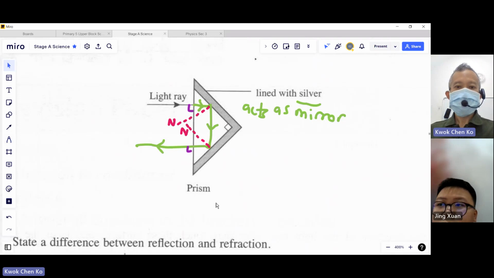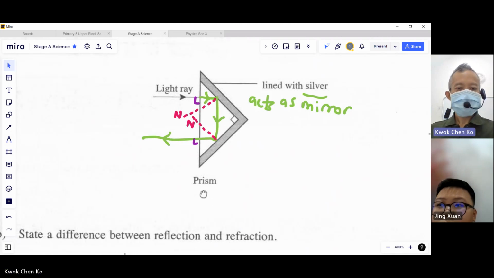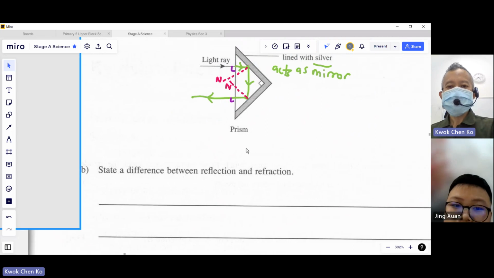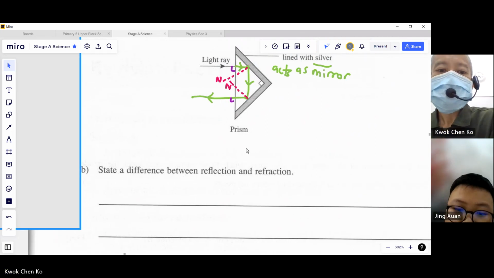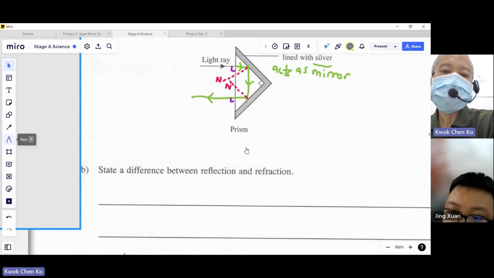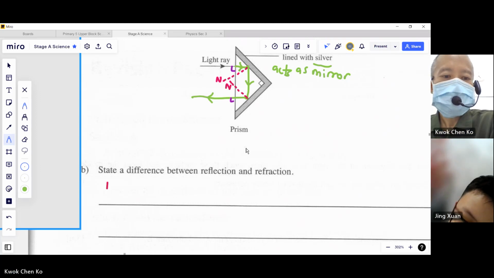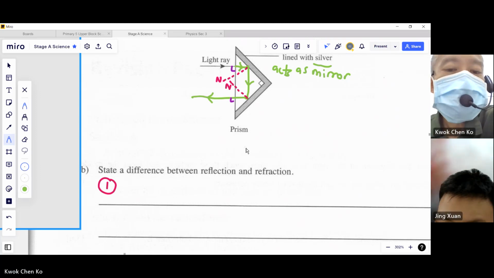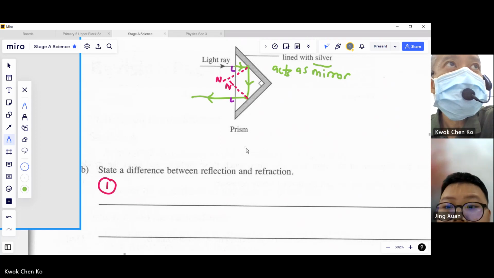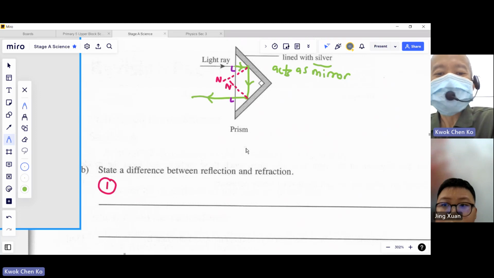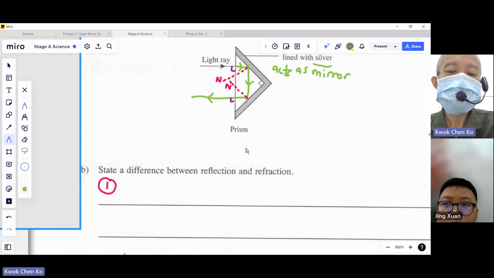Okay, let's go on. This is an interesting question. I think I touched on this last week. They actually asked for one difference, but of course you can always mention more than one difference between the two. What's the definition for each of them?